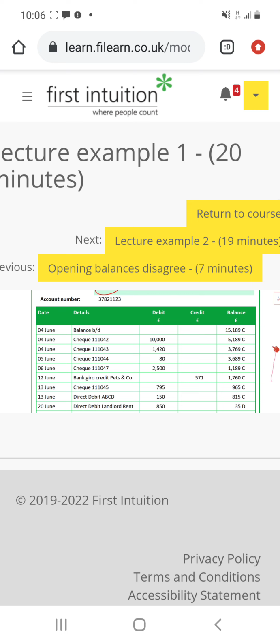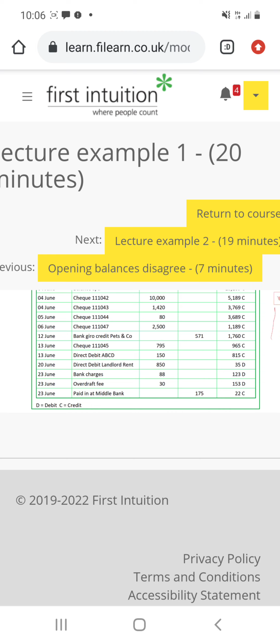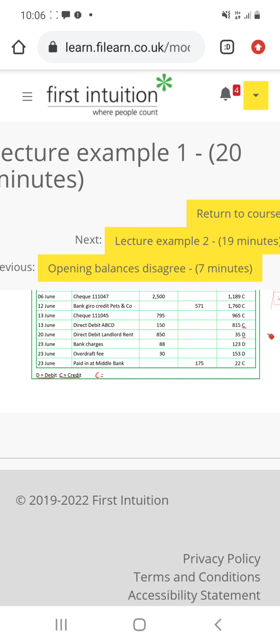Now, just notice here that the little suffixes go from C to D. C means credit, as it says down here. D means debit. Now, remember, C, credit, because it's the bank, means this is the wrong way round. C is money in the bank. D, the debit, is overdrawn on the bank statement, not in our cash book, where it's the other way round. So remember, the bank statement is the wrong way round.